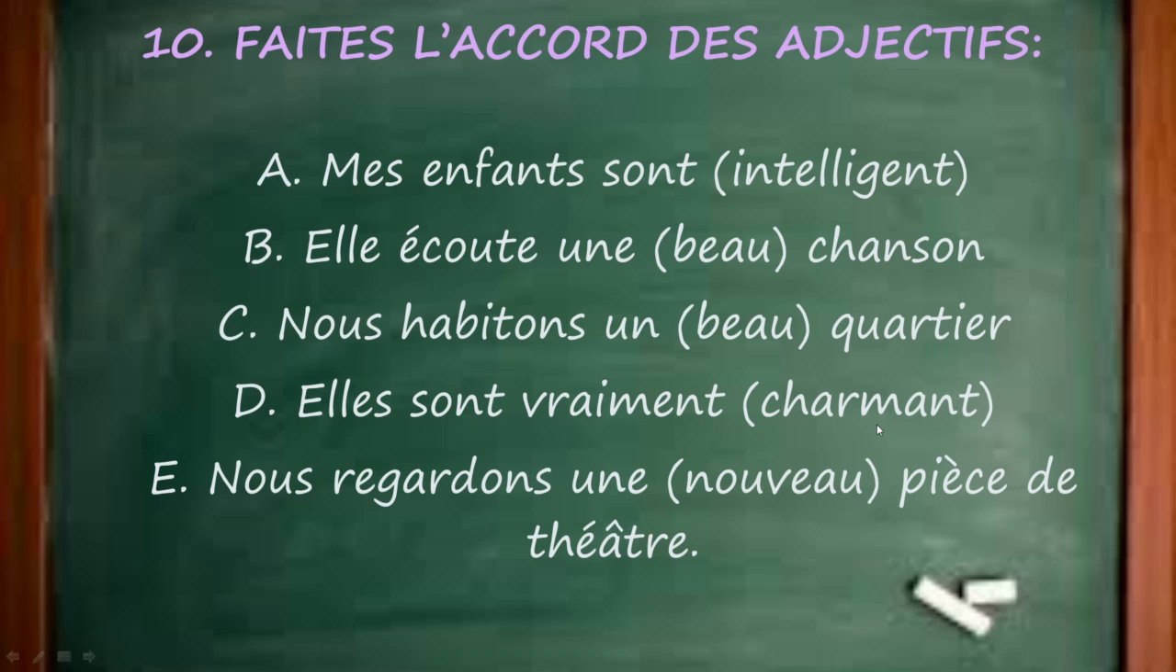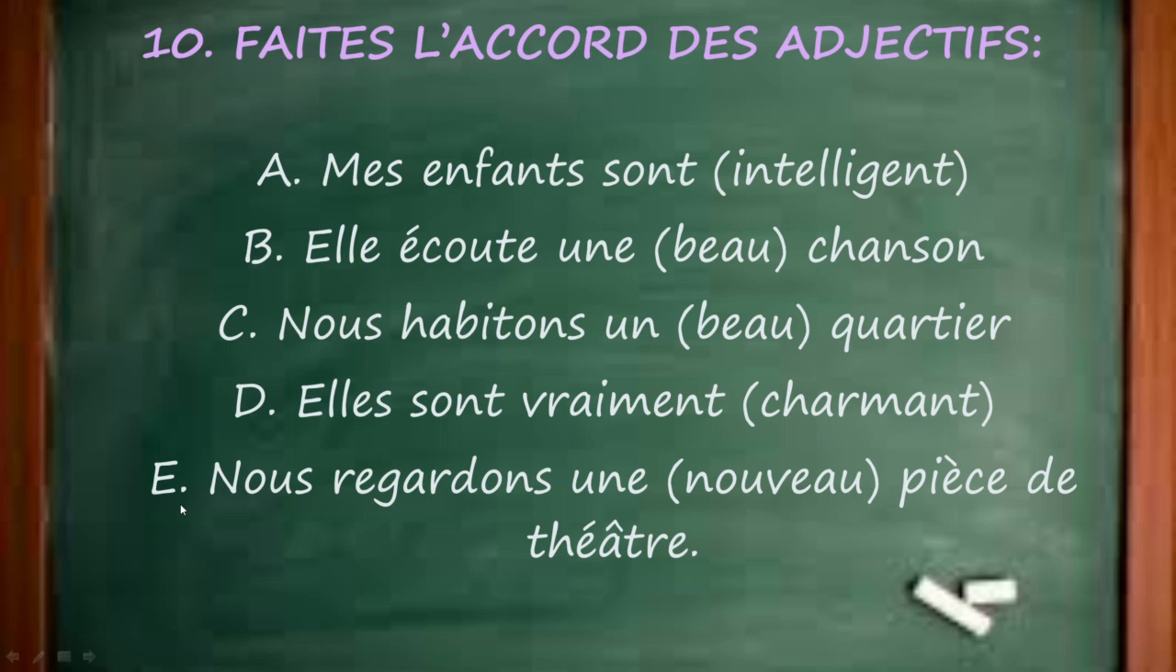So charmant is actually the adjective, which means charming. So they are really charming. Vraiment means really or truly. If you see the subject, elles, this is plural, and this is feminine, obviously. So we got the feminine plural form, which means you have to add an e, first of all, because it's feminine. Then you add an S, because it's plural. Elles sont vraiment charmantes.